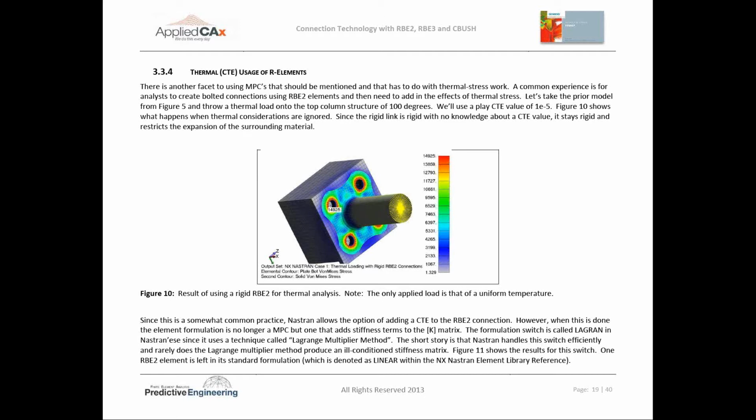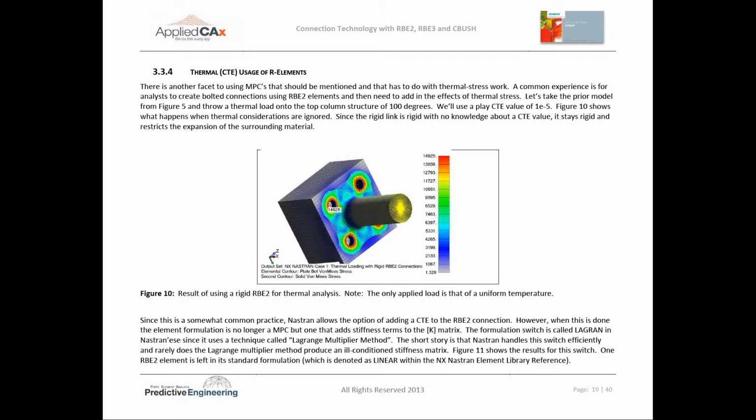For many years, people would just sort of live with it, or they would take it out, put in beam elements, put in springs, all sorts of things to get around it. Well, what NX Nastran does is it switches. If you need to have coefficient of thermal expansion, it switches the element formulation from a rigid multi-point constraint to a regular element, and it adds stiffness terms to the K matrix. It actually switches it to, they call it a Lagrange element in the manual. And a regular rigid element is a linear element.